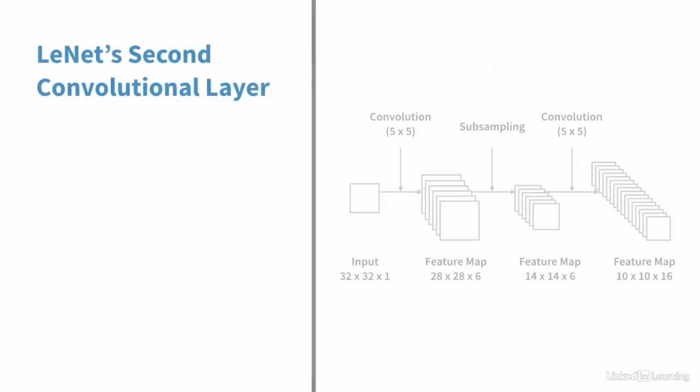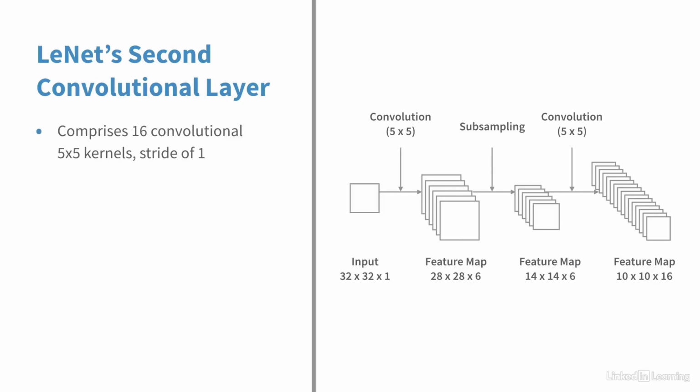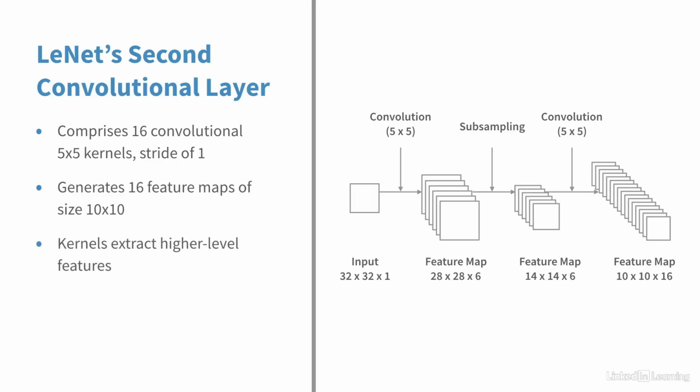The second convolutional layer comprises 16 convolutional kernels of size 5 by 5, which generates 16 feature maps of size 10 by 10. These kernels are applied to the pooled feature maps, which extract high-level features from the input image. These feature maps are then passed to a hyperbolic tangent activation function.